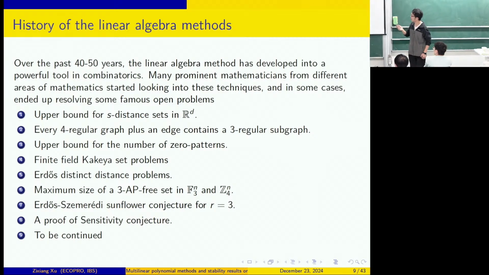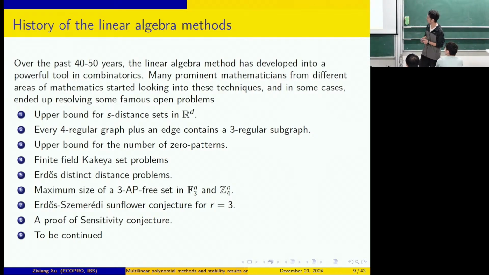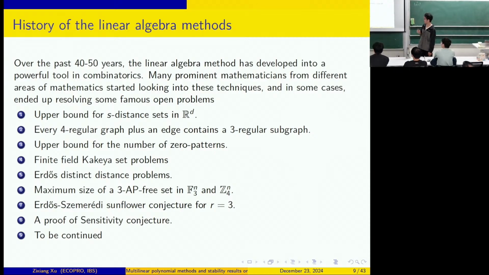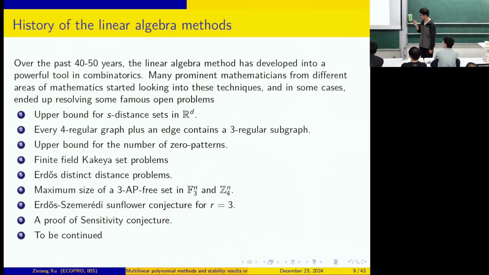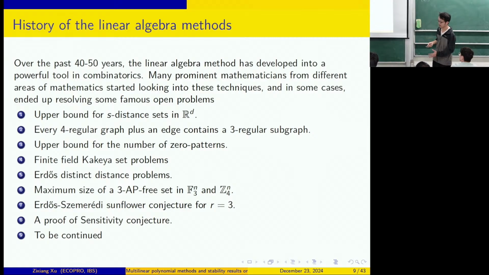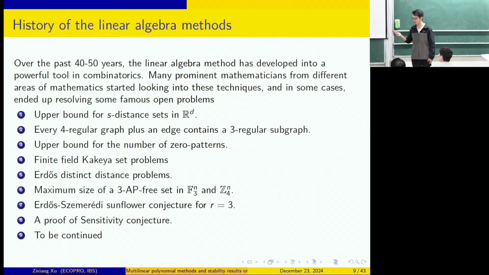For example, at the very beginning, maybe 50 years ago, some mathematicians realized that one can use the linear algebraic method to study some geometric problems, for example the s-distance set we will discuss later. A second statement is a purely combinatorial statement, which states that every 4-regular graph plus an edge must contain a 3-regular subgraph, which can be proved via the combinatorial Nullstellensatz.